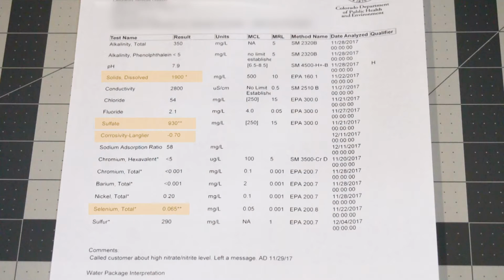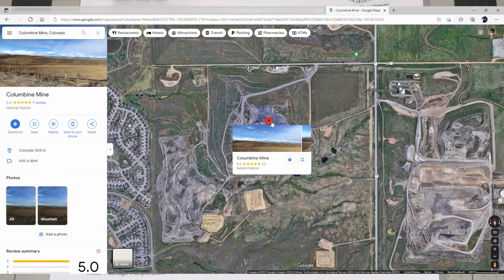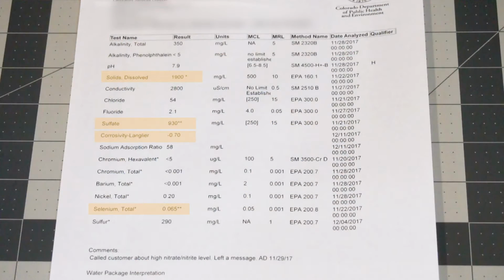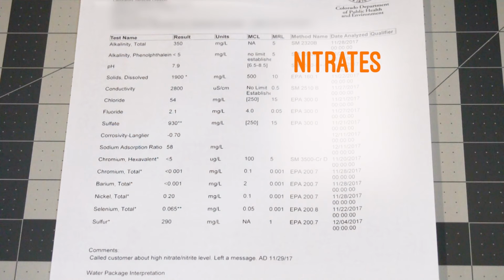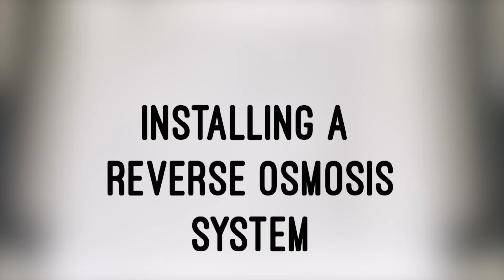And last, selenium. High levels of selenium usually come from things like mining and fracking. The recommended level for selenium in drinking water is 50 parts per billion. We found 65. My main concern are the nitrates, sulfates, selenium, and the high total dissolved solids. So with that in mind, and after a lot of research, I've decided the best way to clean this is reverse osmosis. Here's a quick overview of how that works.